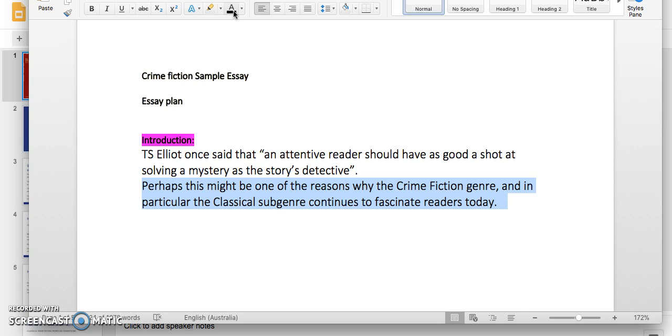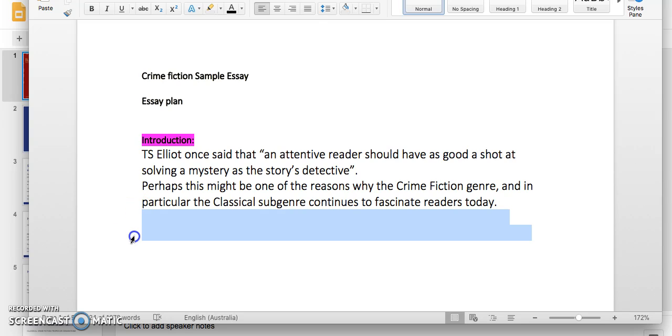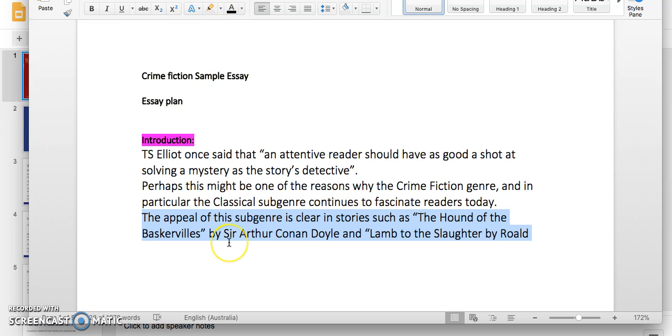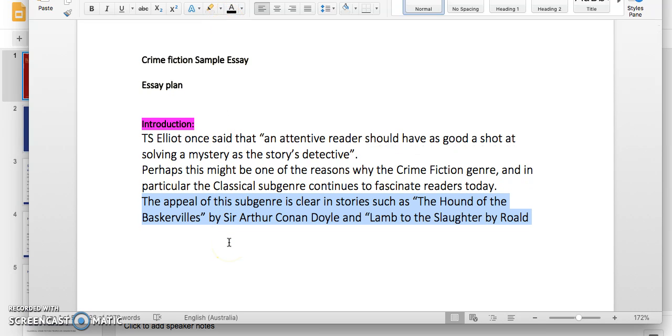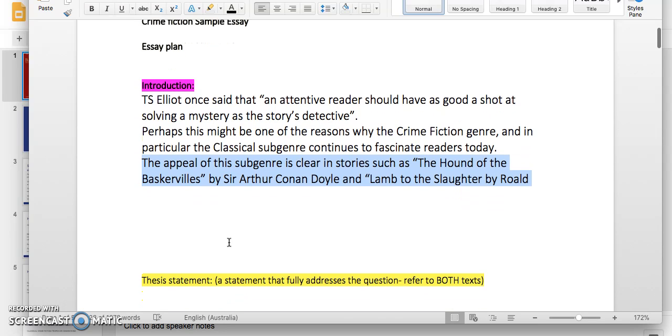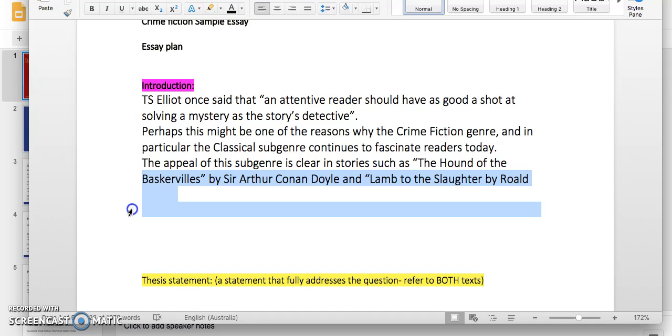I said something else after that because it's a bit too broad, so I just want to narrow it down to my thesis statement very gradually. Perhaps this might be one of the reasons why the crime fiction genre, and in particular the classical subgenre, continues to fascinate readers today. So again, I'm trying to narrow it down to my thesis statement, which will come later on. The appeal of this subgenre is clear in stories such as, and these are the stories I intend to discuss, The Hound of the Baskervilles by Sir Arthur Conan Doyle, and Lamb to the Slaughter by Roald Dahl.